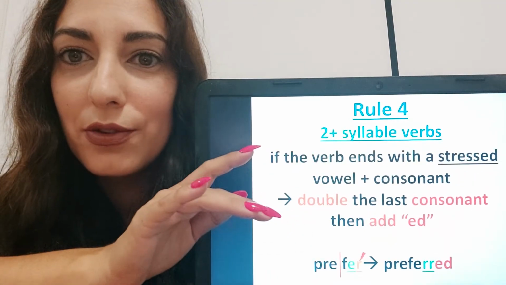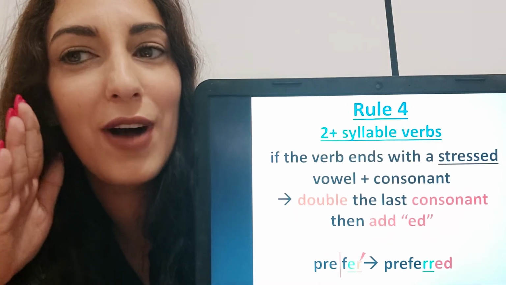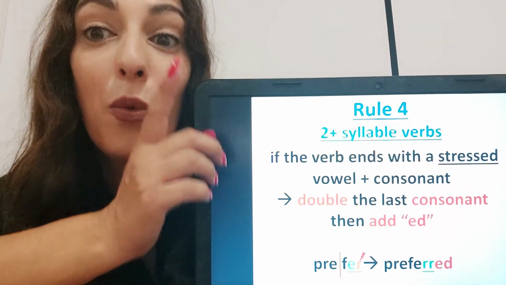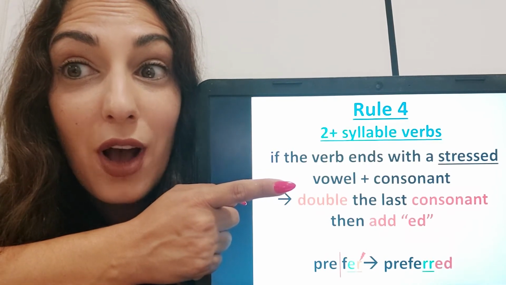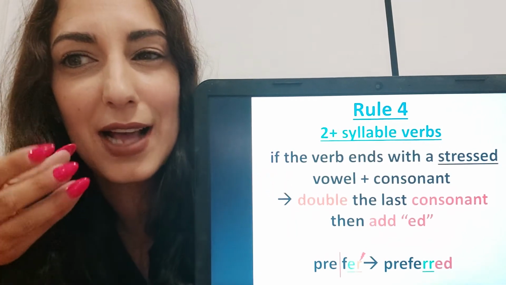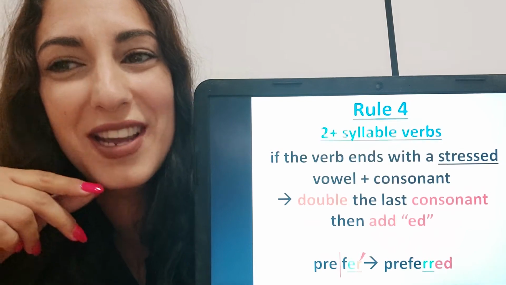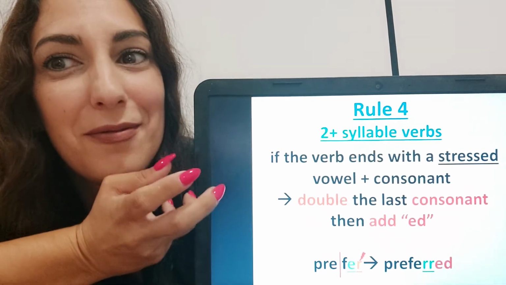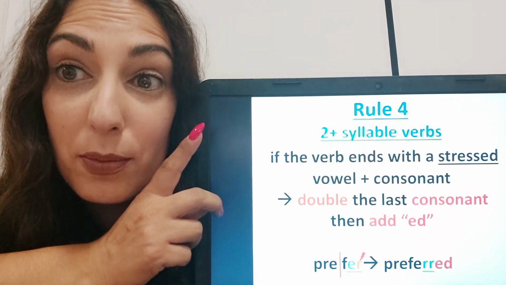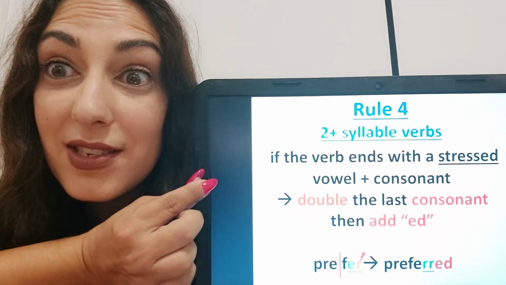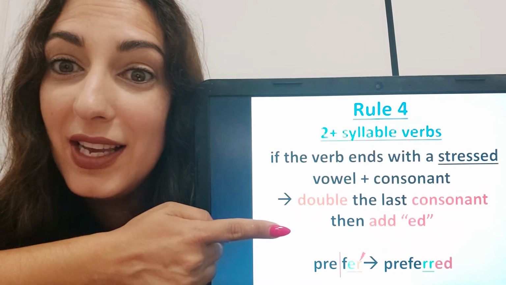But what happens when I have two or more syllables in a verb? So I hear two or more vowel sounds as I say the verb. Well, if the last vowel and consonant are stressed, which means it has a stronger sound on it, and if you know Greek, that'll help you. We have tonos in Greek. The rest of you have to just think how it's pronounced. So if we end our two or more syllable verb with a stressed vowel and consonant, again, we're allowed to double the consonant before we add ED.